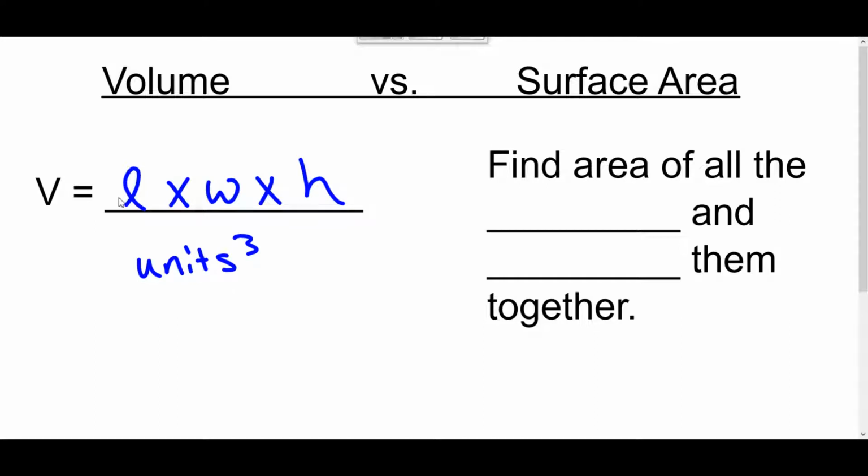Surface area, on the other hand, is just to find the area of all the faces. The key word here is area. So we're not finding the insides, we're just finding the area of the outsides. So find the area of all the faces and then add them together. And our unit is going to be whatever unit it is, feet, meters, whatever, to the second power.